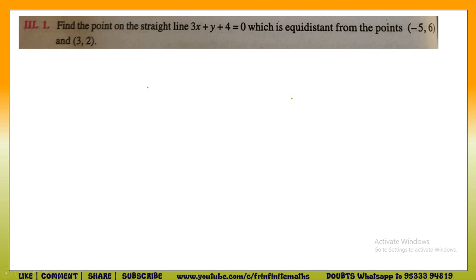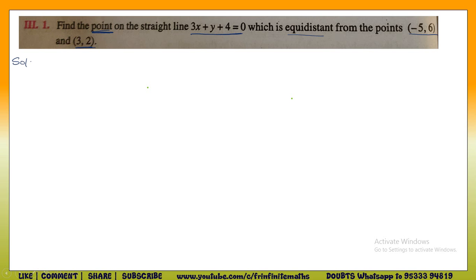The question is: find the point on the straight line 3x plus y plus 4 is equal to 0, which is equidistant from the points minus 5 comma 6 and 3 comma 2. What do we need to find out? We need to find a point. This point should lie on this straight line, that means it should satisfy this line equation. At the same time, the point should be equidistant from the points minus 5 comma 6 and 3 comma 2. Such a point we need to find. That is the question.